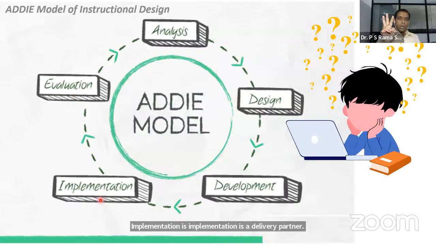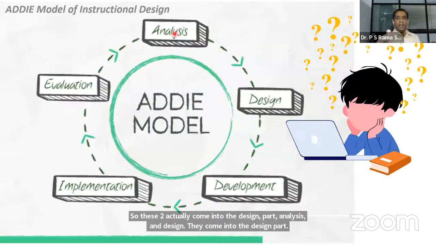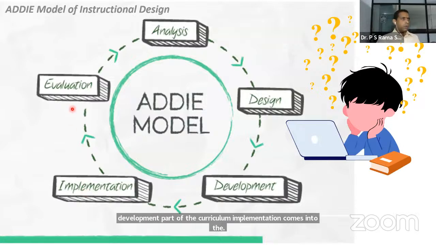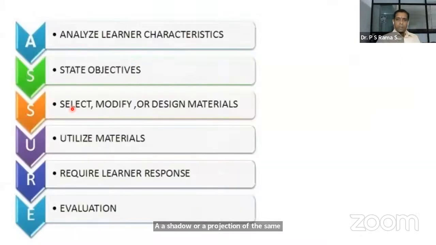Instructional design deals with three things. One is design, development, and delivery, right? So analysis and design, they come into the design part, right? Analysis is typically the analysis of the need. So this and this come into the design part. This is the development part of the curriculum. Implementation and evaluation come into the delivery part. So all the models, more or less, can be categorized into these three, right? But seemingly it may look like a shadow or a projection of the same concept in a different plane of projection. It may seem like that.